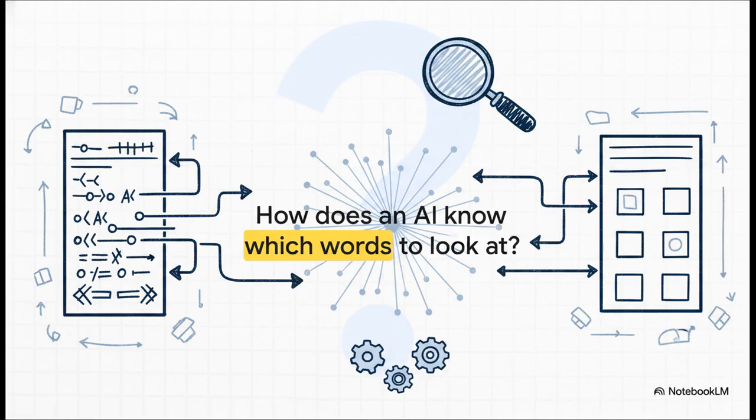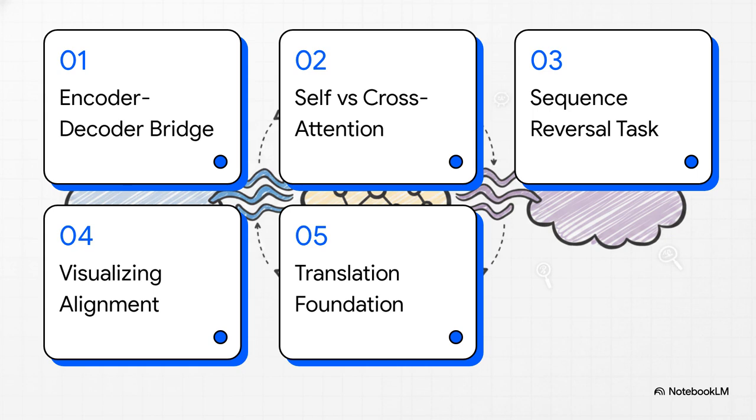Grammar changes, word order flips entirely. Context is everything. The AI has to somehow figure out which specific part of the original sentence corresponds to the brand new word it's about to generate. So how does it physically do that? Well, the secret lies in a little something called cross-attention. Okay, let's dive into this.